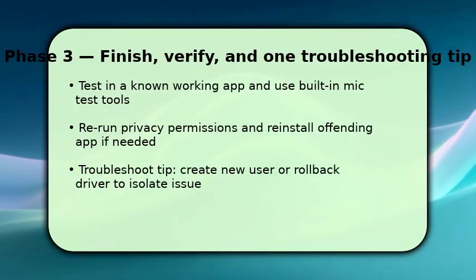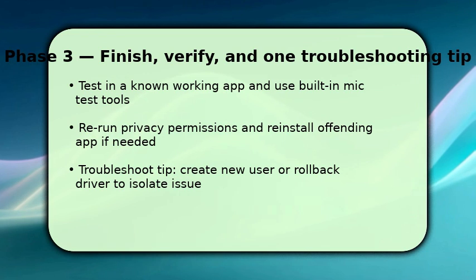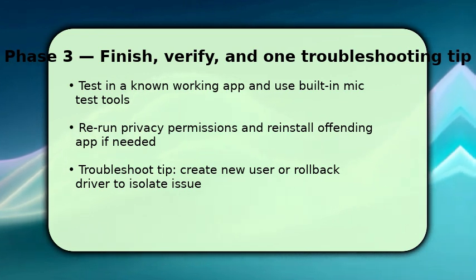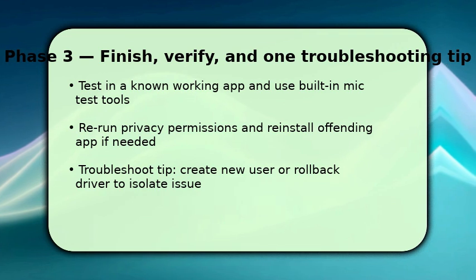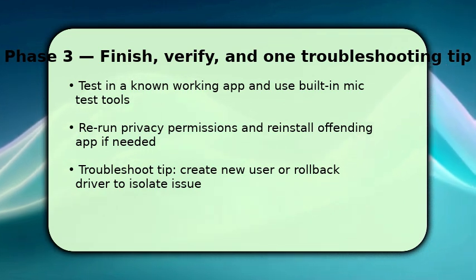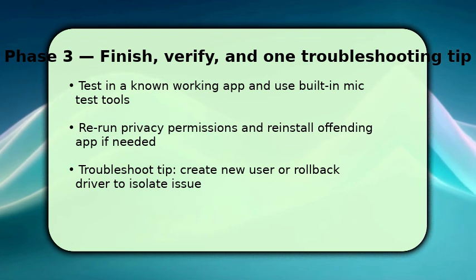Finish by testing the mic in a simple, trusted app and in the System Mic Test utility. This verifies the path from hardware to software. If the mic still seems muted, recheck privacy permissions and reinstall any app that refuses to access the device.